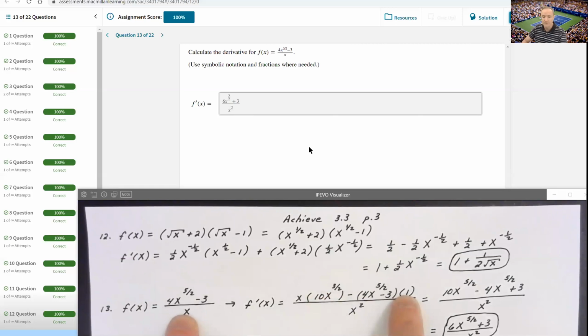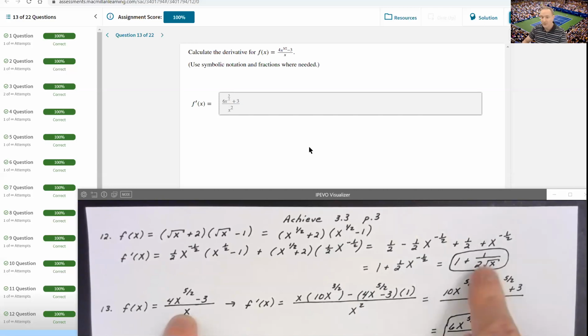which is simply 1. Now, when I tried to simplify, I distributed in the first group, x times 10x to the 3 over 2 gave me 10x to the 5 over 2. Then we're subtracting this group, minus 4x to the 5 over 2 and plus 3. Of course, we have two terms of x to the 5 over 2, so we combine their coefficients to give us 6x to the 5 over 2 plus 3, all divided by x squared.